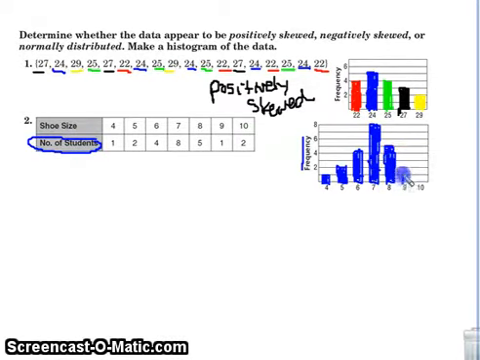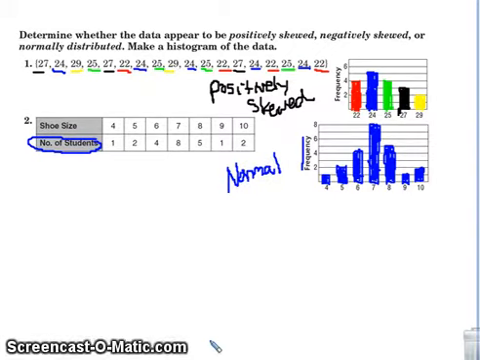9 is at 1, and 10 is at 2. And so because it has that nice spike in the middle and everything, it's not perfectly distributed, but it's pretty good. This is going to be a normal distribution.